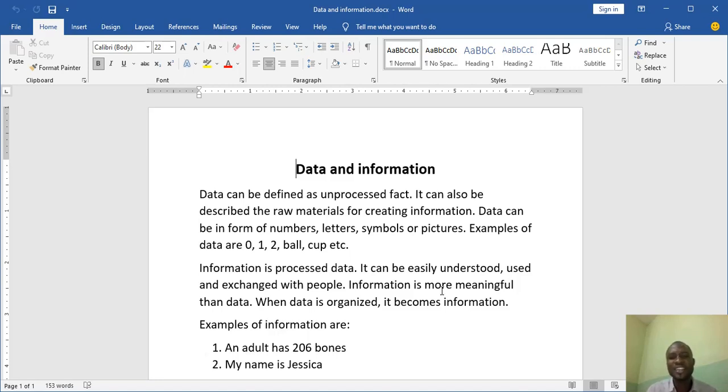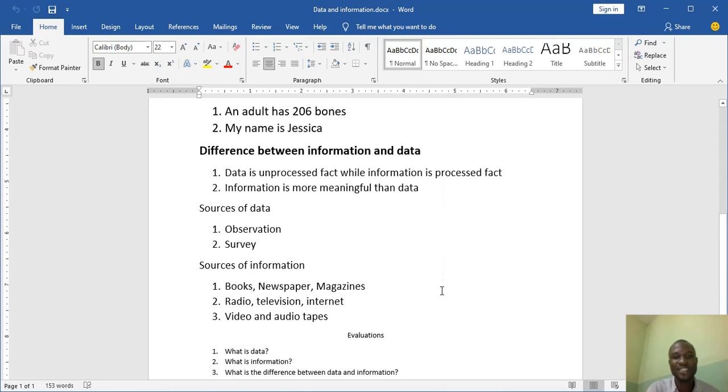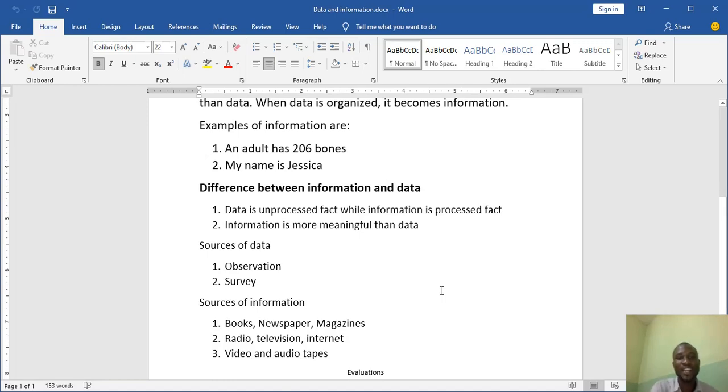The main difference is that information makes more meaning than data. So if somebody asks you the difference between data and information, you'll say information has more meaning than data. And also, information is gotten when data is processed. So data is unprocessed fact, while information is processed fact. That's number one. Number two says information is more meaningful than data.